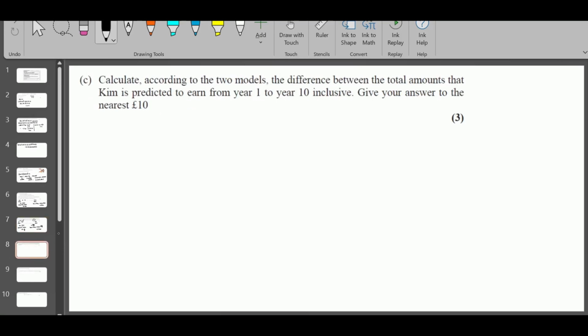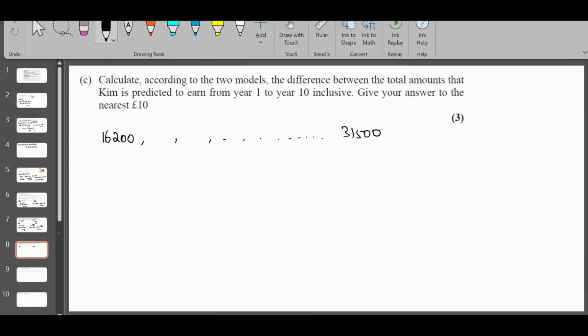Part C. Calculate according to the two models the difference between the total amount that Kim is predicted to earn from year 1 to year 10 inclusive. In year 1 it's 16,200. Year 2 we don't know. Year 3 we don't know. In year 10 it's 31,500.